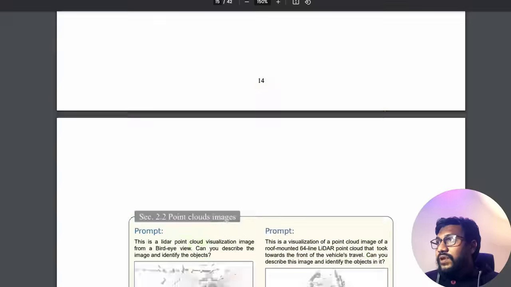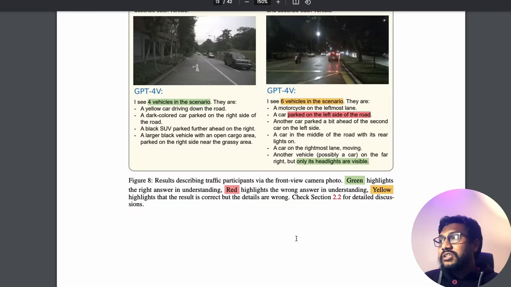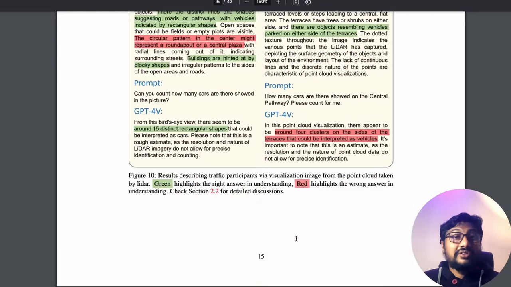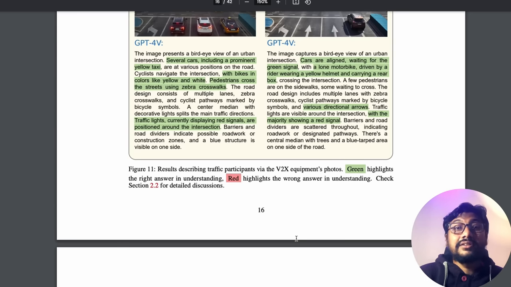It's a very large paper, but you can see, for example, this is what you see behind the wheel. Please count how many vehicles are in the scenario and describe each vehicle. So it goes into the details about reading the image and then saying what is in it. And you can give more elaborate prompts, and then it can give you more details. And you basically use this entire thing to steer or create an autonomous driving system, and you can deploy it. I'm still skeptical about using these kinds of models primarily for an autonomous driving system. But again, in the last video, I got a lot of optimistic comments that said this is quite possible.